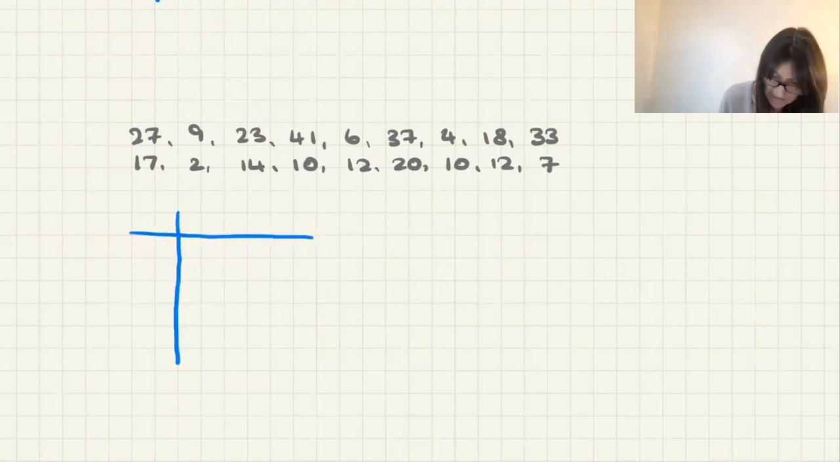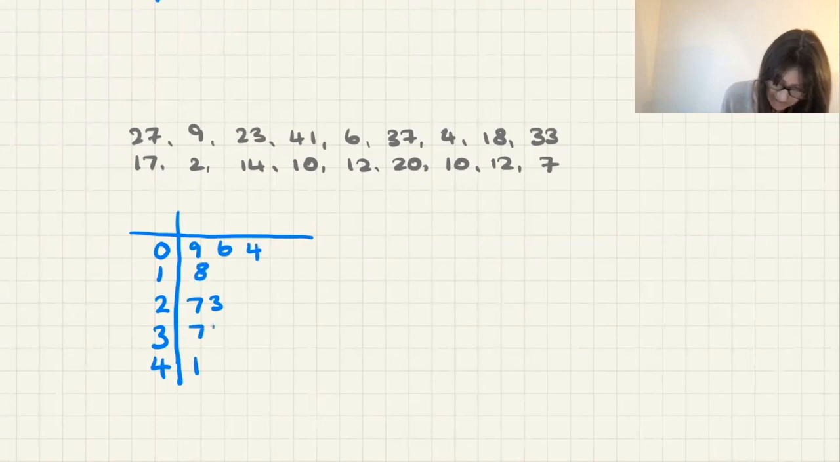I can see that the lowest number there is 2, which is no 10s whatsoever. So I'm going to need a 0 there. And that can be a sticky point for some students as well. It's like, well, what do you do when there's no 10s? So we just put the 0 in. I can see a 1, a 2. Have I got anything in the 30s? Yes. So I'll put the 3. And there's something in the 40s, so I can put a 4 in. So I've got 27, 9, 3, 41. Let's just extend that. 6, 37, 4, 18, 33.